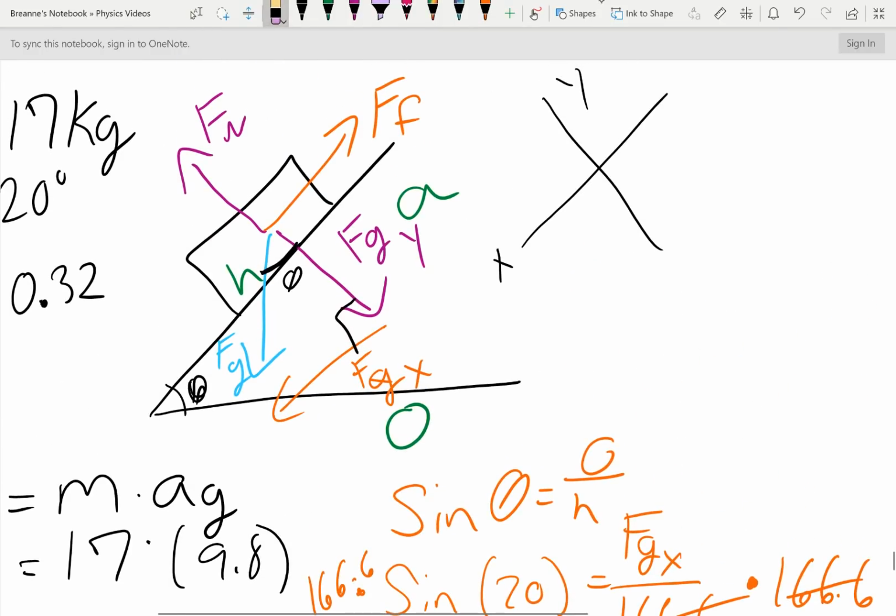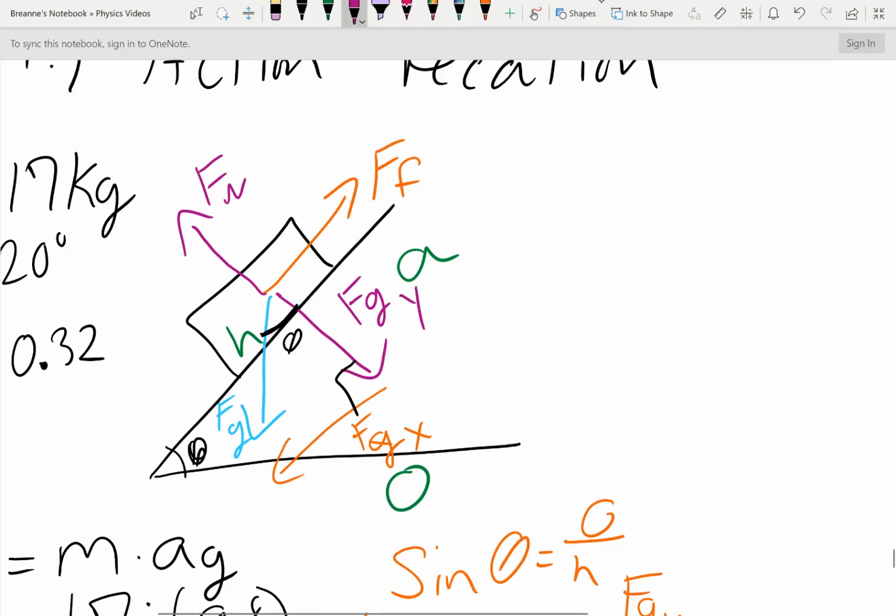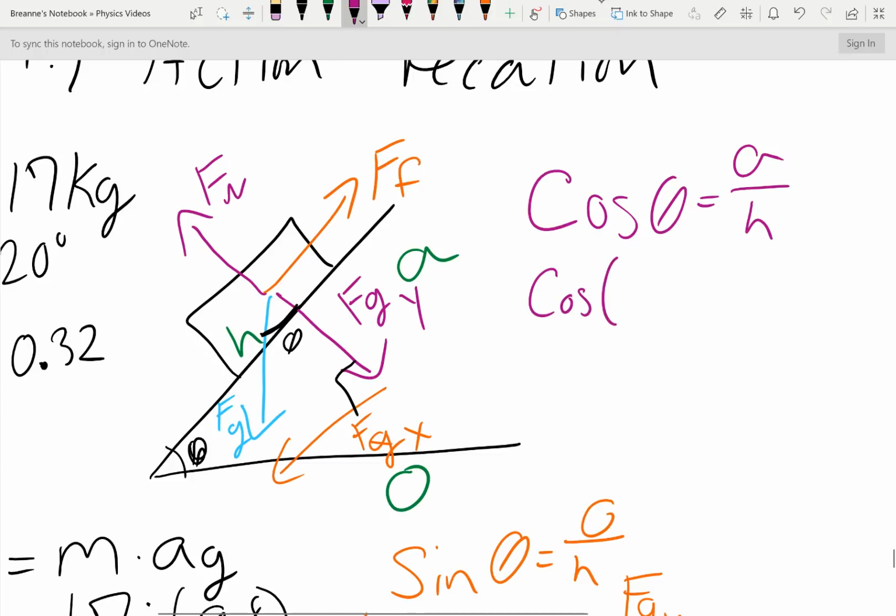Now, for your force of gravity in the y, you'll end up using cosine. Now, you can use Pythagorean theorem. Since you have both sides, you can use Pythagorean theorem. I just tend to use cosine. So that's adjacent over hypotenuse. You have your angle, which is 20. Adjacent's what we're looking for, so that's your force of gravity in the y. You have your hypotenuse, that's 166.6.